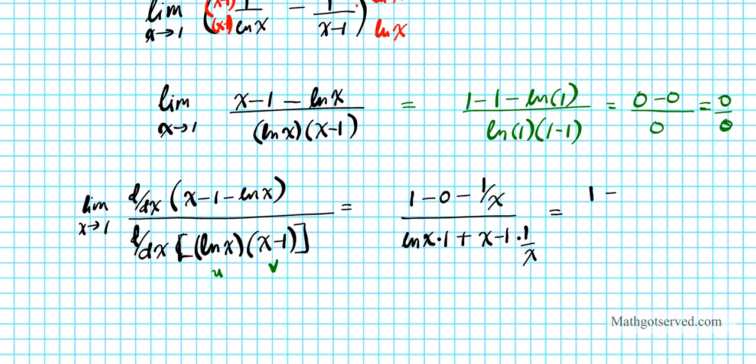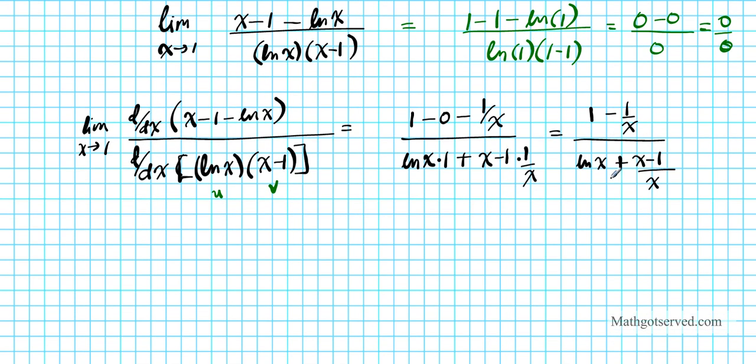I'm going to have 1 minus 1 over x on top, over the natural logarithm of x plus x minus 1 over x. Okay? Alright, so there are two ways I can do this. Let me multiply the numerator and the denominator by x. Okay? So let me combine the fractions first. If I multiply by x, you get rid of the denominators. But let me just show you a different way of doing it.